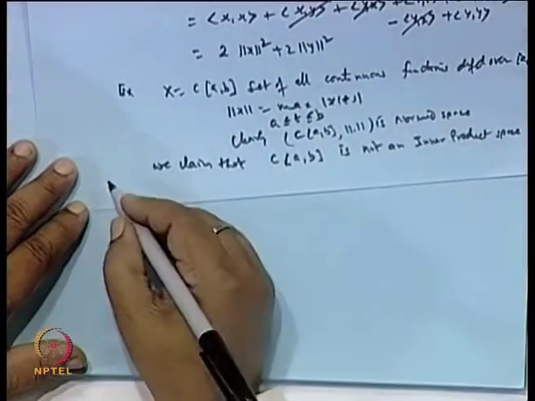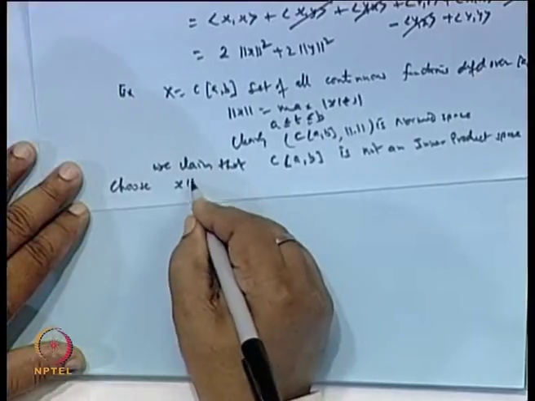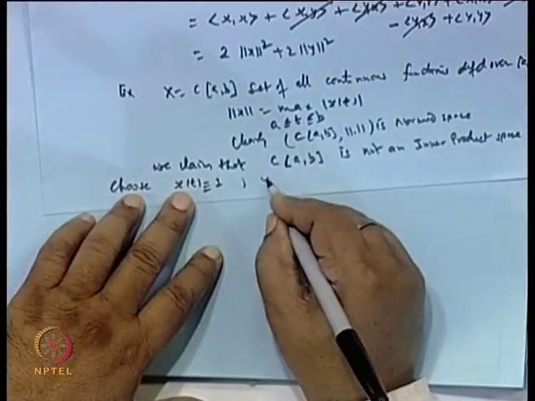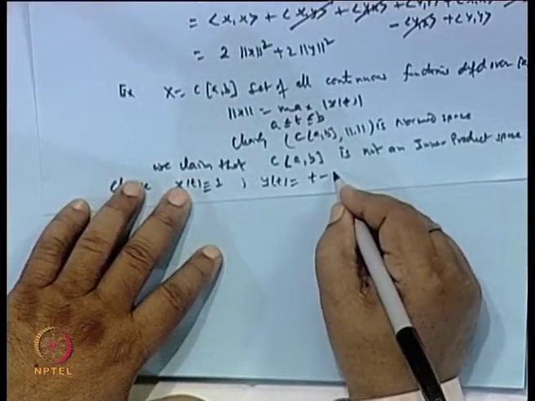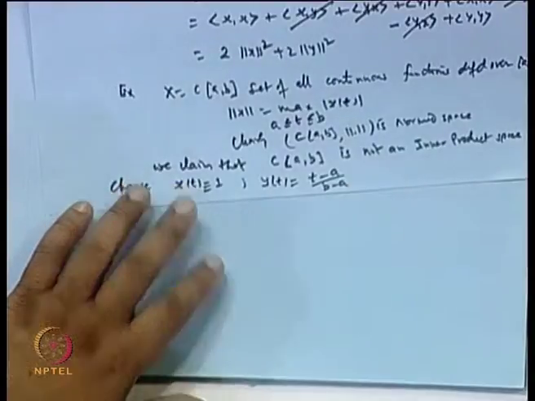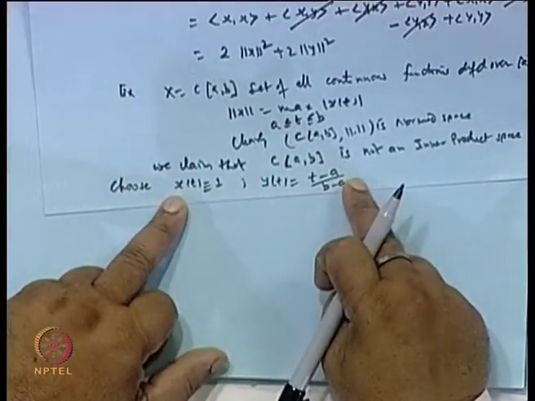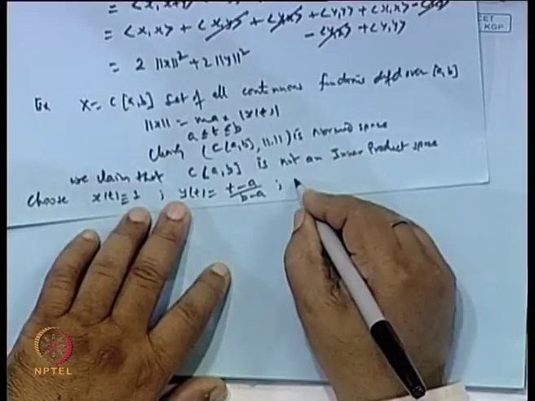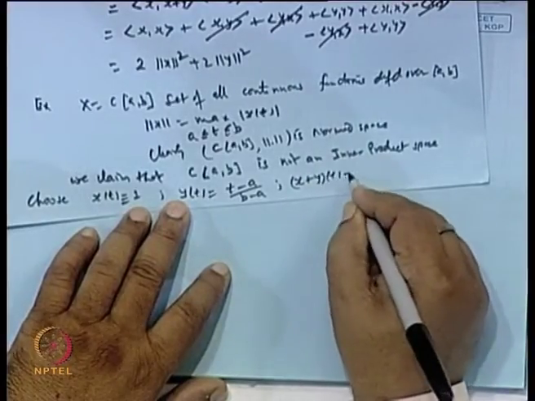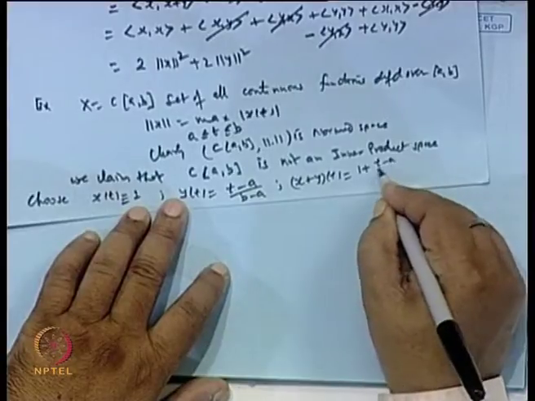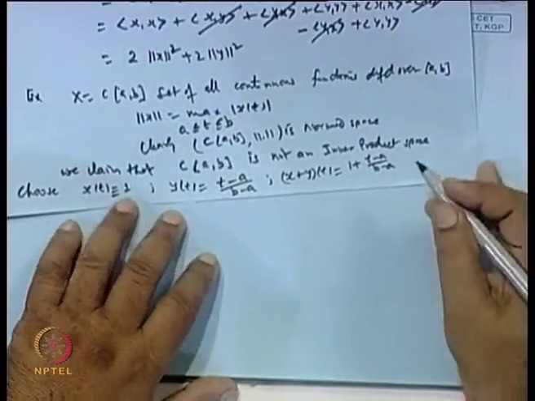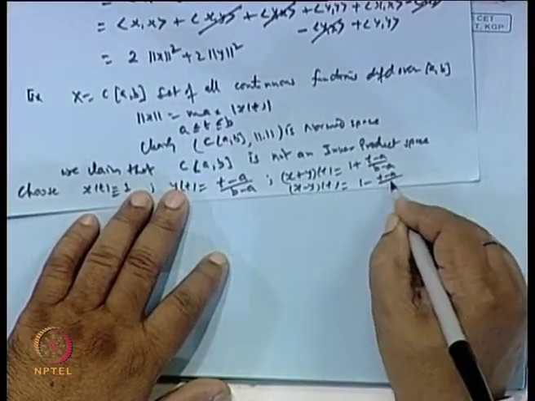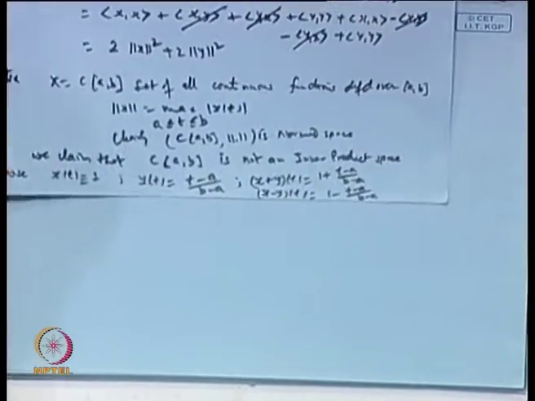So, let us take x and y. Choose x(t) equal to 1, and y(t) equal to (t minus a) over (b minus a). Both are continuous functions. So, what is x plus y? It will be 1 plus (t minus a) over (b minus a). What is x minus y? It is 1 minus (t minus a) over (b minus a).